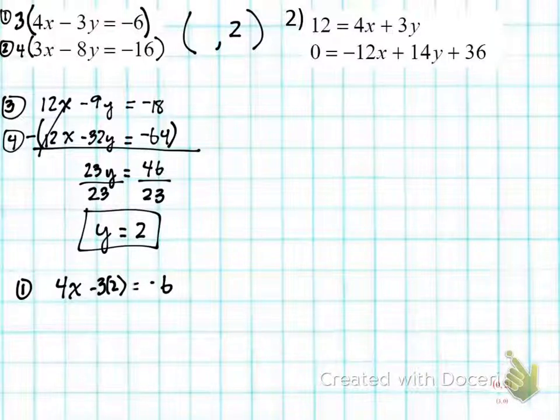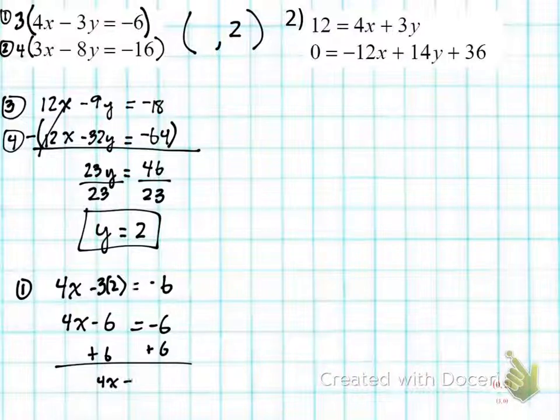Then I just do what I did earlier this week. You've got to multiply it out. We've got 4x minus 6 is equal to negative 6. Add 6 to both sides, so 4x is equal to 0, divide both sides by 4, so x is equal to 0. Okay, that's number 1. Alright, questions on number 1?